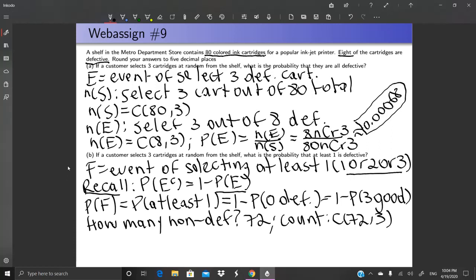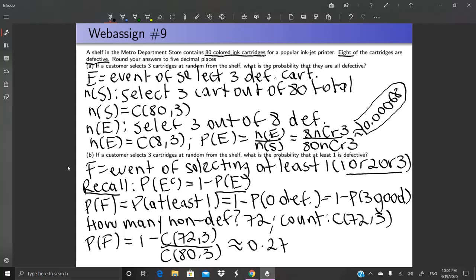And then we put everything together. So the probability of F, which is what we're looking for, is equal to 1 minus, and then we'll have this fraction: 72 choose 3 divided by the number of elements in the sample space, which is the same as in part A, that's C(80,3). And once you do this, you get that this is approximately equal to 0.27410, right? So 5 decimal places.